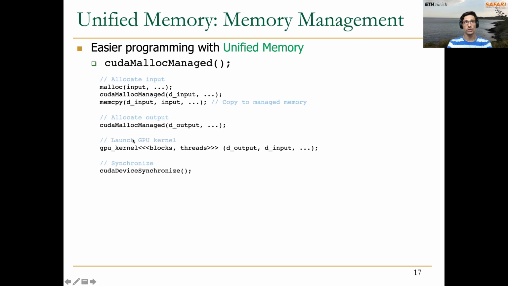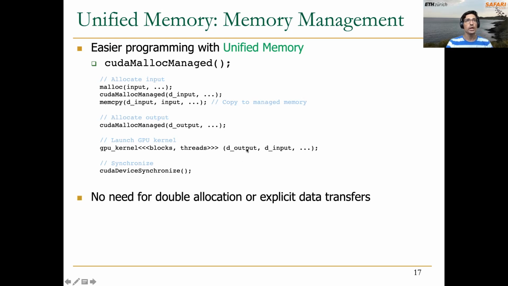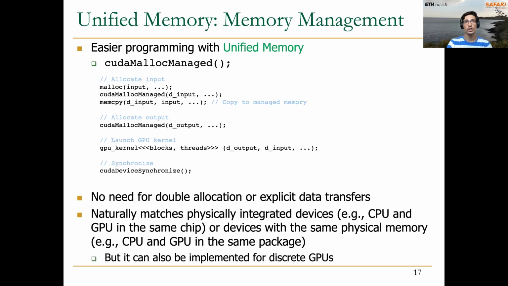And one key difference that you can observe now in this code is that we can even launch the GPU kernel without performing any explicit transfers. In this case, we for sure have to use this CUDA device synchronize, because it's the way to make sure that the GPU kernel finished and the CPU threads can read the output. So in summary, there is no need for double allocation or data transfers.